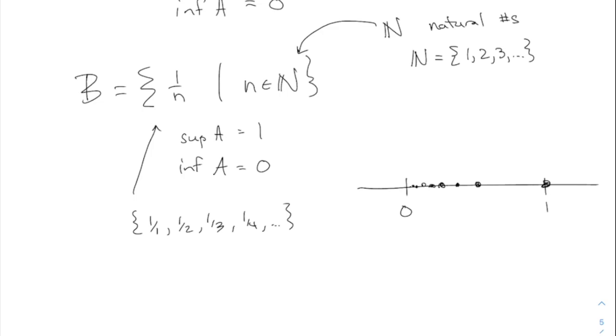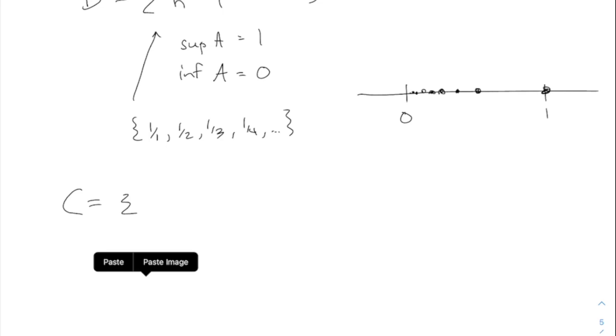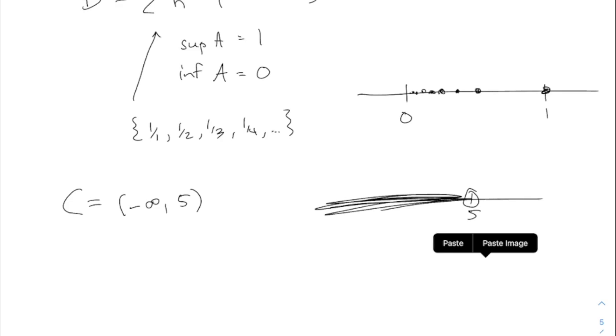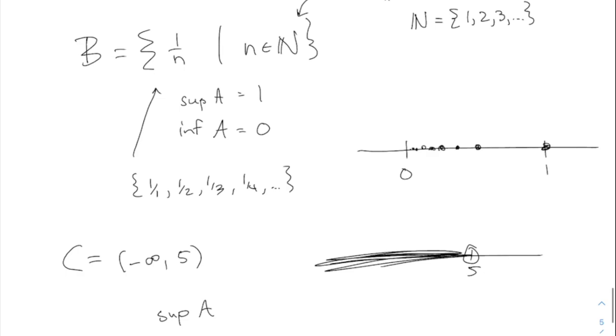How about, I just have two more quick examples. How about this set, the interval minus infinity to 5. So drawing this would be 5 here and then everything to the left, including 5, I guess. No, not including 5. I wrote A both times, sorry. These should have been B's. You know what I meant. And this should be a C, I guess.